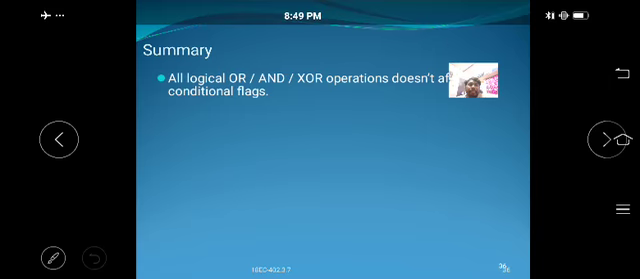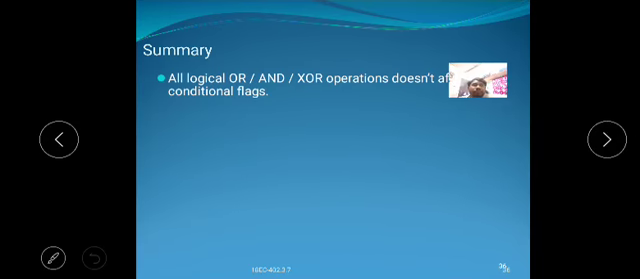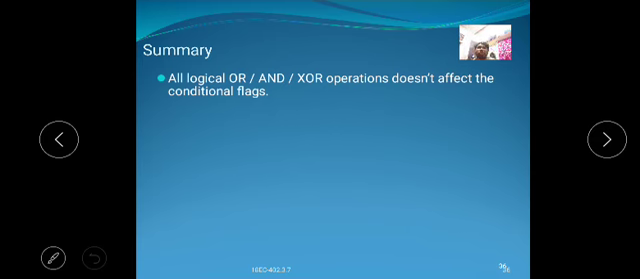Summary. All the logical OR and XOR operations do not affect the conditional flags.